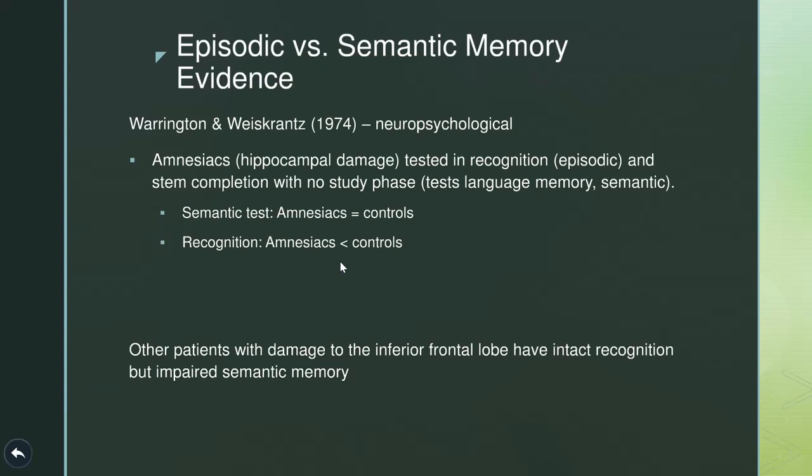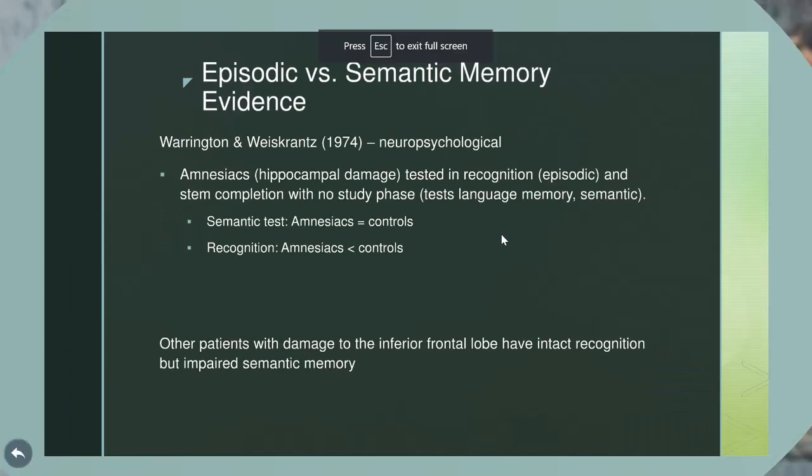Now, subsequent studies have shown the opposite dissociation, which you really kind of need in order to have good evidence here, and that is that patients with damage to the left inferior frontal lobe have intact recognition, so their episodic memory is intact, but impaired semantic memory, right? So they struggle with filling in word stems, for example. Do you remember Nelson Cowan's test of working memory, where it linked left inferior frontal lobes to semantic memory? That's a connection that you sort of see here.